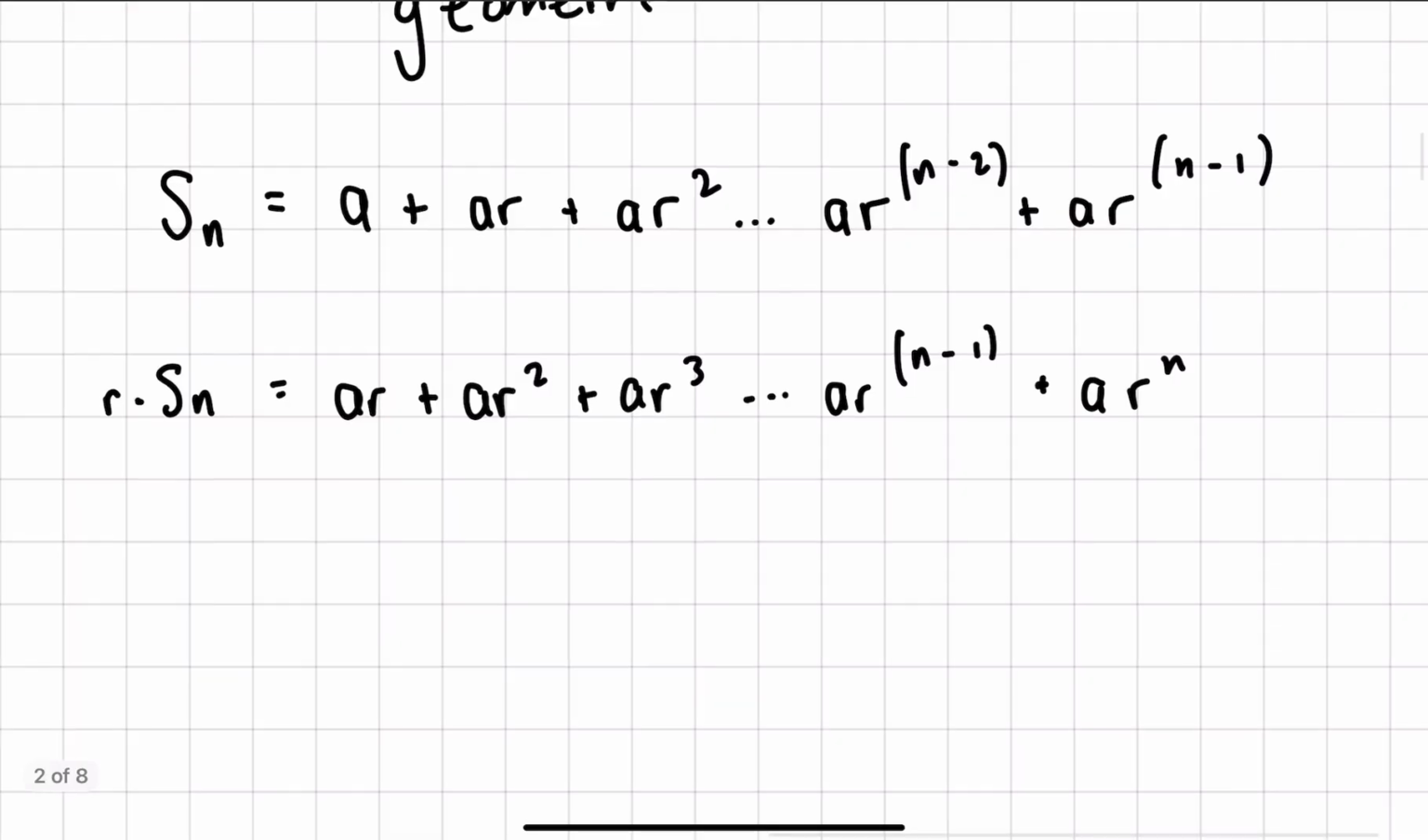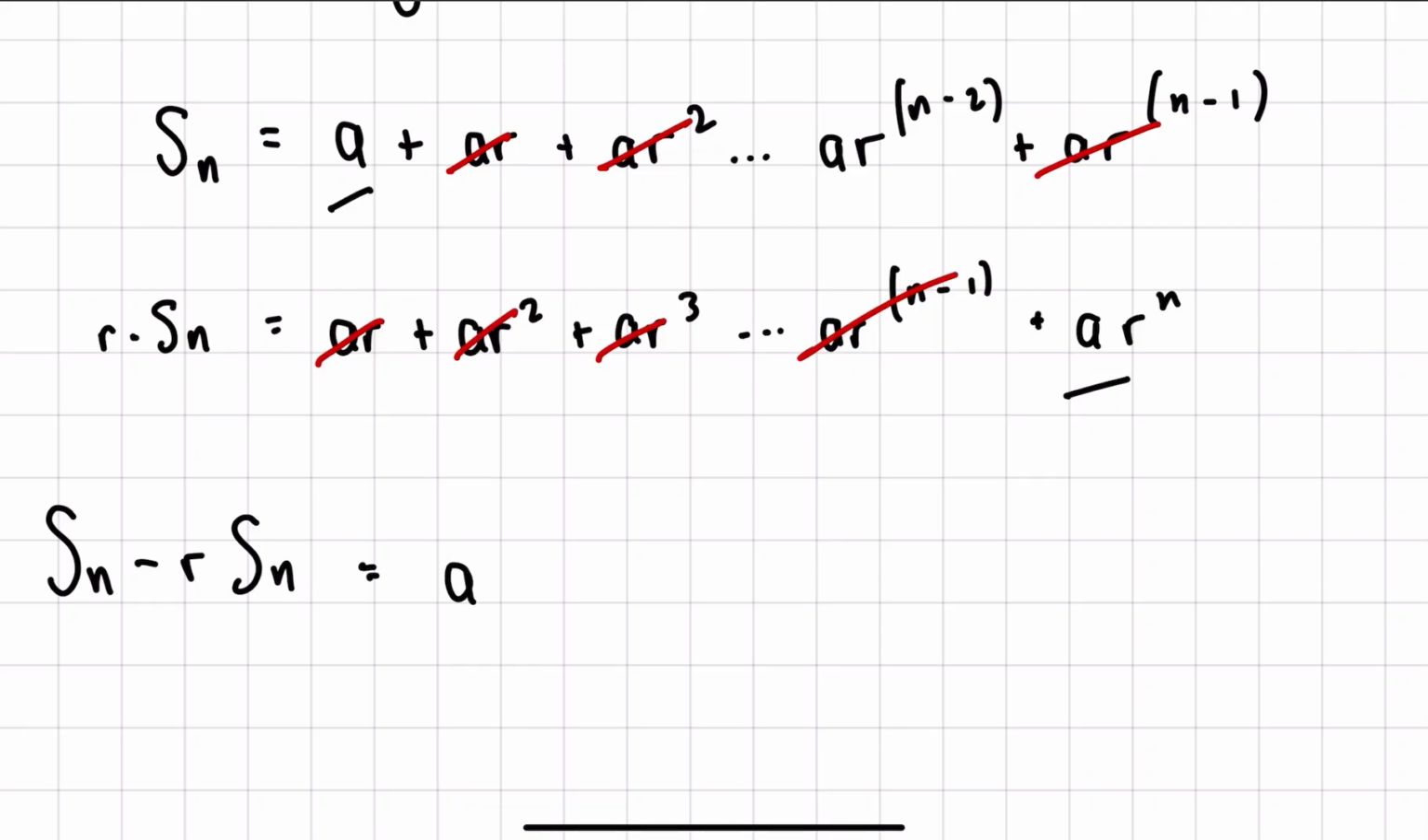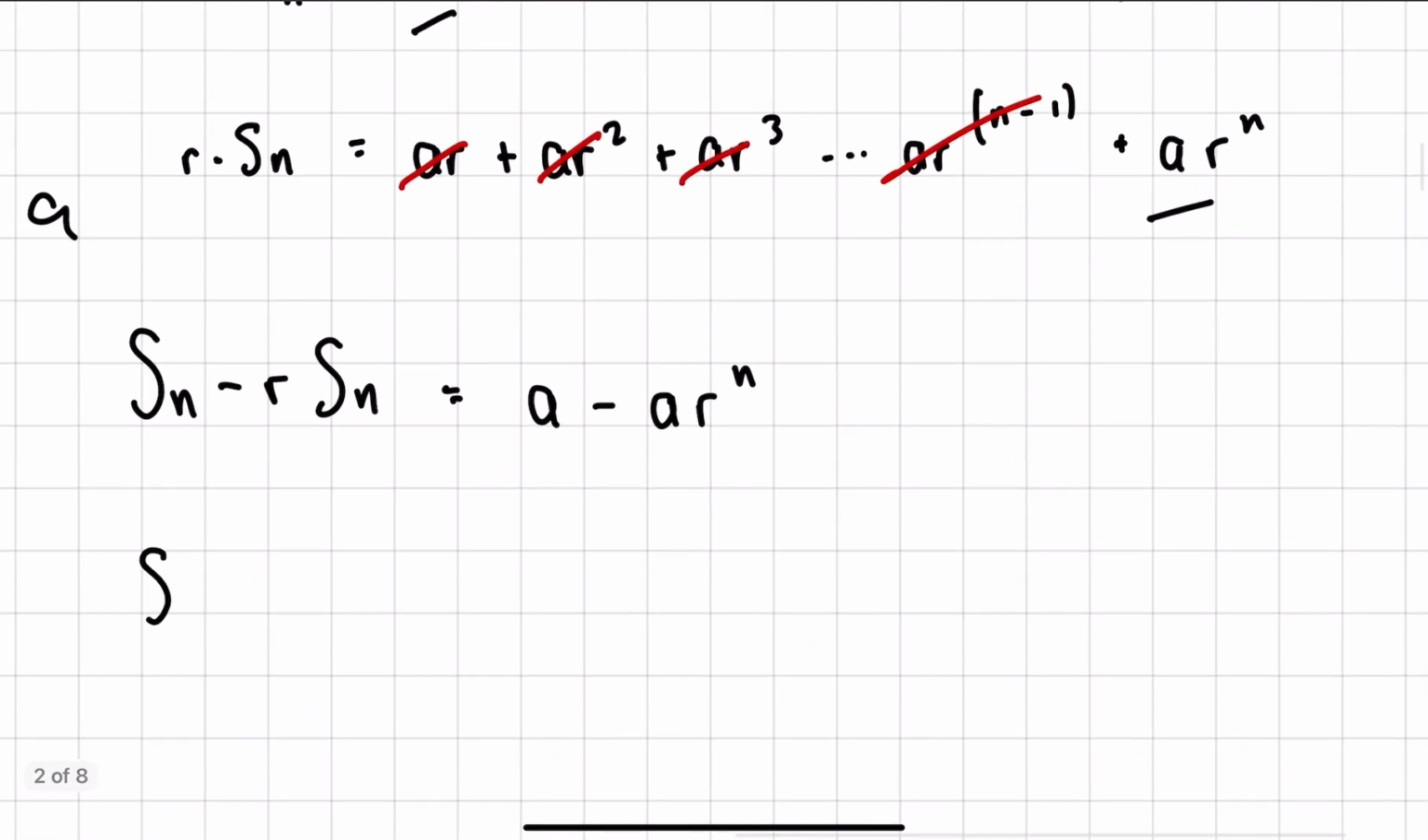Okay, great. So what we're going to do here is subtract the bottom line from the top line. So we're going to do Sn take away r Sn. What we can see here is a r take away a r cancels out nicely, a r squared cancels out, and you're going to notice everything's going to cancel out all the way to the last term. So what we're left with is a take away a r to the n. Okay, let's factorize out the sum to n.